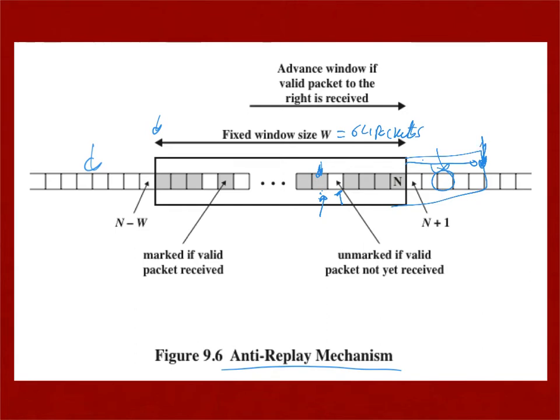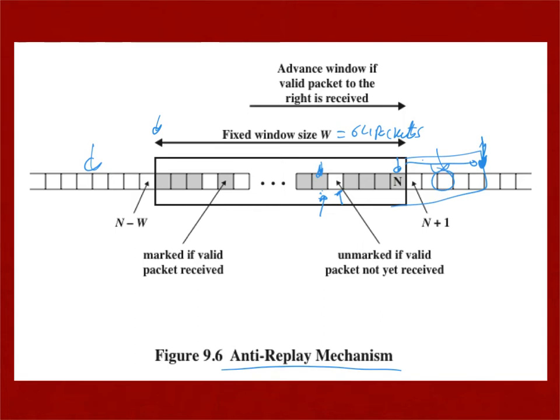If you receive a packet after the window, after N plus 1, N plus 2, N plus 3, this means that if it's an authenticated packet, and I authenticate the packet, of course, using the MAC first, and then it's after the window, then I slide the window. So now the window technique is complete.